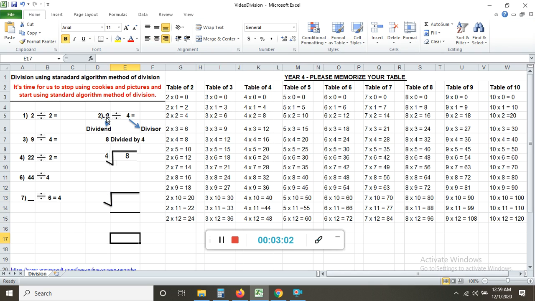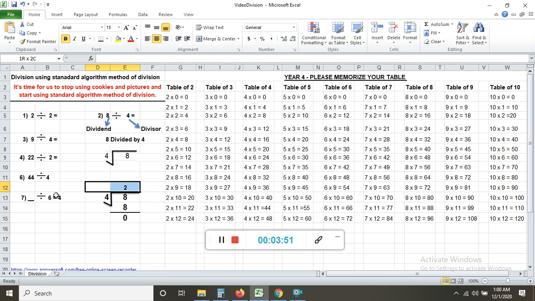Let's just take a look at the next problem. The next problem is 8 divided by 4. So again, you have to put your divisor on the left side and your dividend, which is 8, on the right side. Now we have to look at how many times 8 goes in the table of 4. Let's just check. 4 by 0 is a 0, 4 by 1 is a 4, 4 by 2 is an 8. So we have a match. So 4 by 2 is an 8. And again, 8 minus 8 is a 0, so our remainder is a 0.